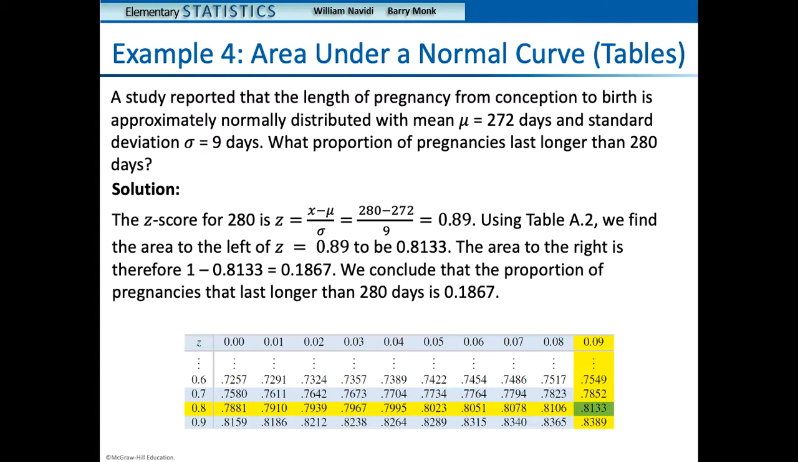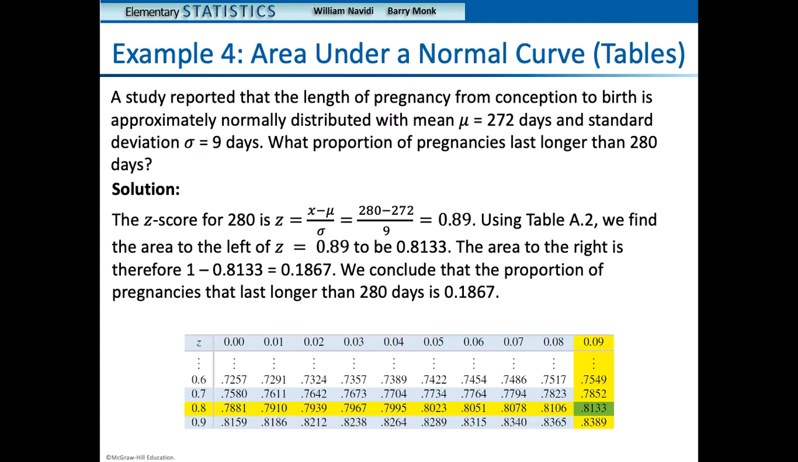Again, we have to convert 280 to a z-score before we can use the table. So I take the data value, subtract the mean, and divide by the standard deviation, and I get 0.89 as my z-score. Now I go to my table. Find the area to the left by finding 0.8 on the left column, move across that row till I'm directly underneath 0.09. The number there is 0.8133.